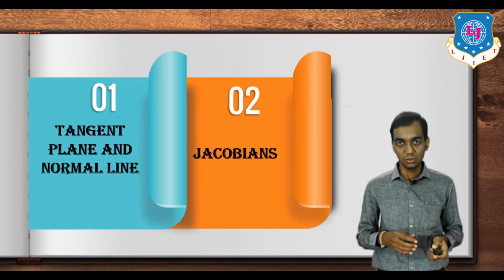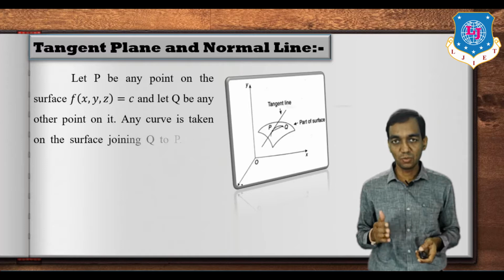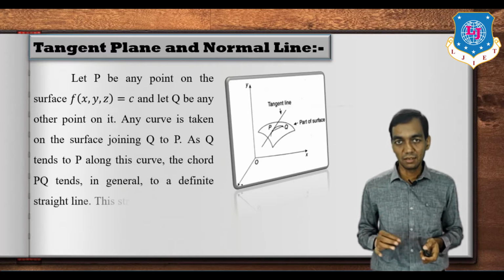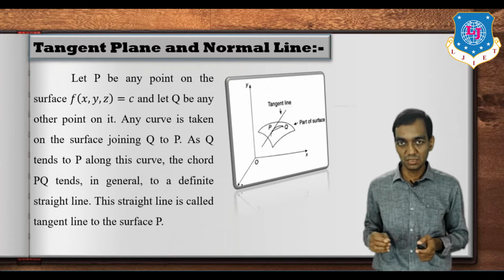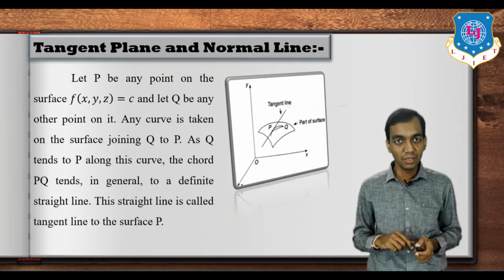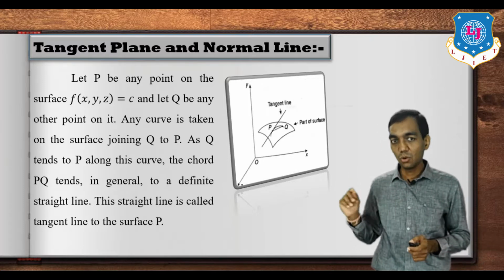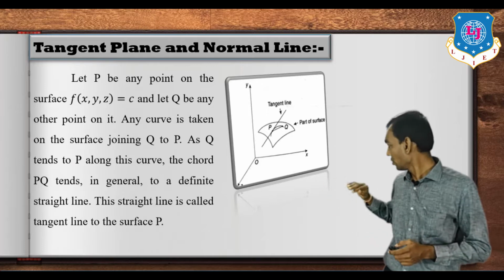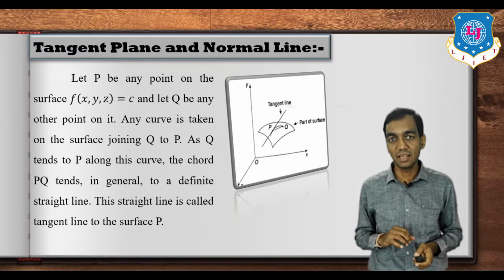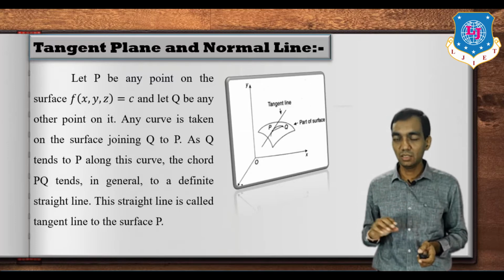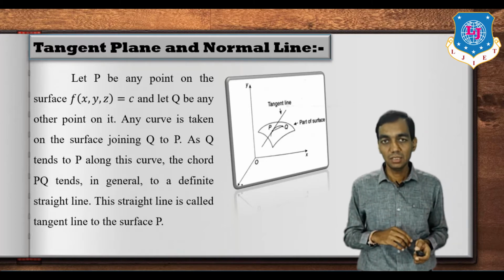Now first of all, if P is any point on a surface f(x, y, z) = C, and let Q be any other point on it, then any curve is taken on the surface joining the points P and Q, and we apply that Q tends to P. Then the chord, if you draw a definite straight line, that straight line is called the tangent line at point P. The line joining P and Q, as Q tends to P, is called a tangent line.